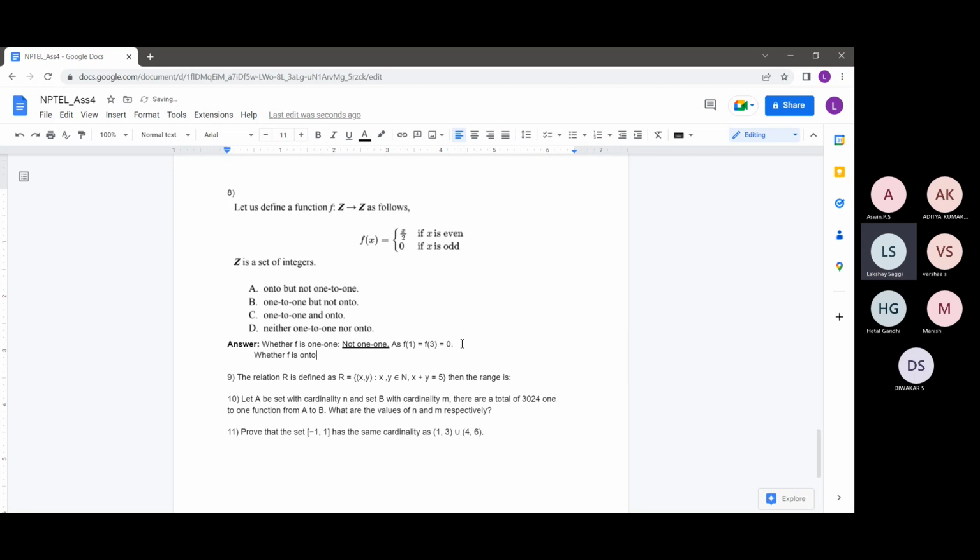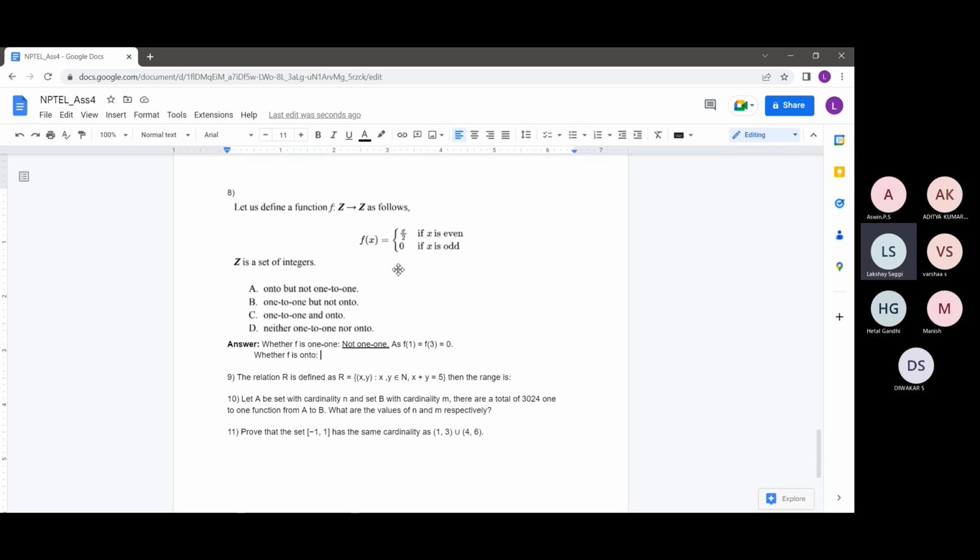Now whether f is onto. For ontoness, we need to find whether the range of f of x covers all numbers or does not cover all numbers. Aditya is writing the option that answer D is correct, so neither 1-1 nor onto. So let's see whether it will be onto or not onto.